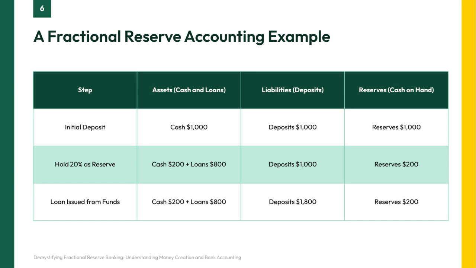Finally, once the loan is issued using the available funds, the deposits increase to $1,800 because the loaned money often gets redeposited, but the reserves stay the same at $200 held in cash. This table illustrates how banks only keep a fraction of deposits as reserves and use the rest to issue loans, effectively expanding the money supply.